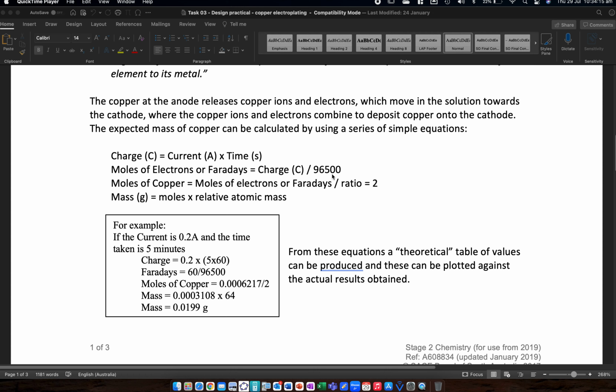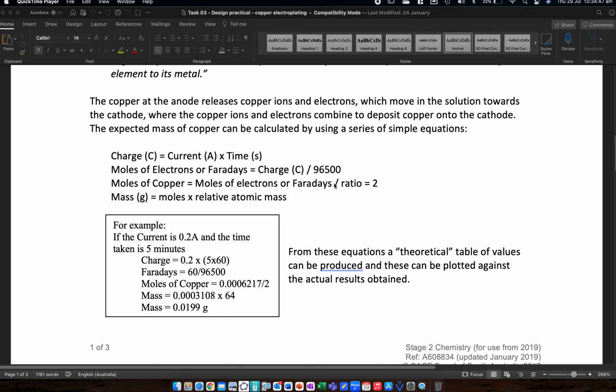And let's not worry about why that's the case. We're just going to use that value. So the moles of copper is the moles of electrons divided by the ratio. The ratio is 2. What it's saying is that for every 1 mole of electrons, we're only going to be able to do half a mole of copper, because each copper needs 2 electrons.